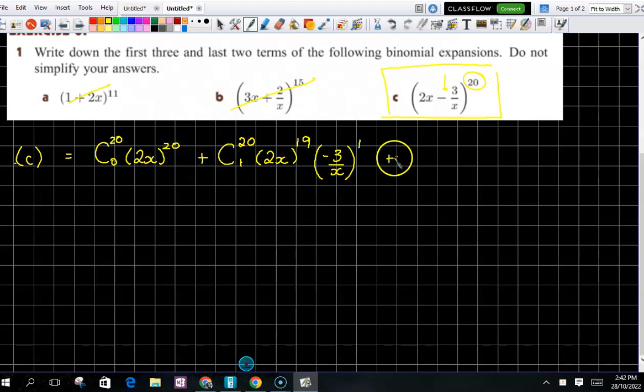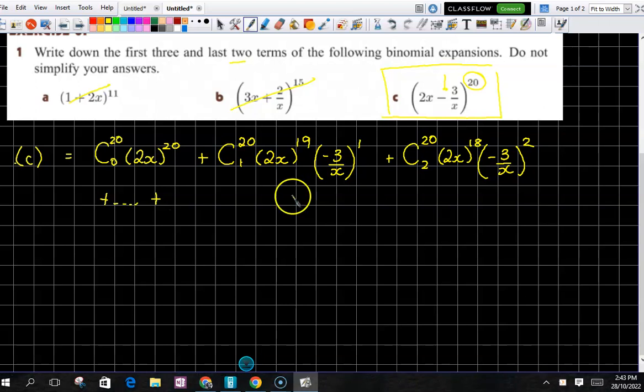Okay, next, plus, it would be C 20 2, and then 2x to the 20 take 2 is 18, or you're just following the pattern, and then it's minus 3 over x squared. Again, following the pattern, 18 plus 2 is 20, or you're saying it's that one there. Happy days? Write down the first 3 and the last 2 terms. Okay, so we've got the first 3 terms. I'm going to go dot, dot, dot, dot, plus, what would be the very last term?